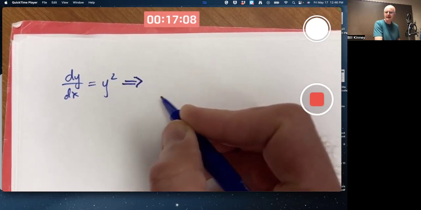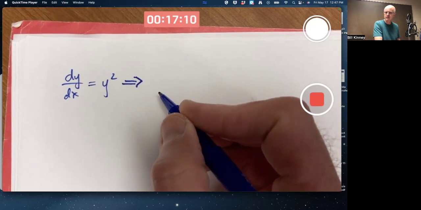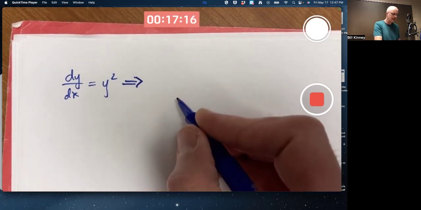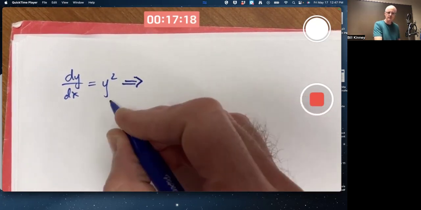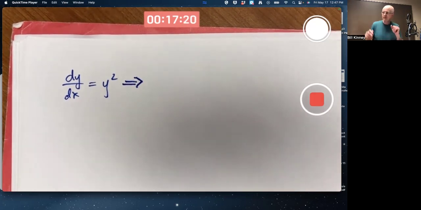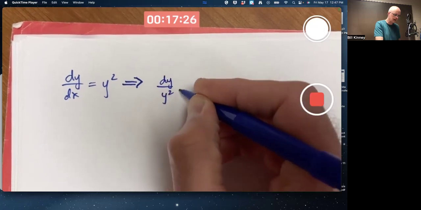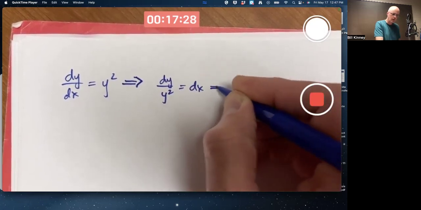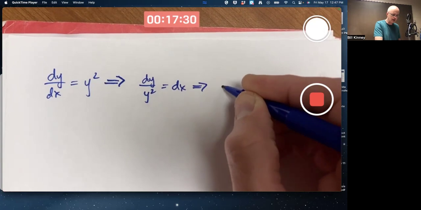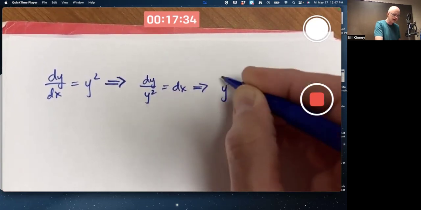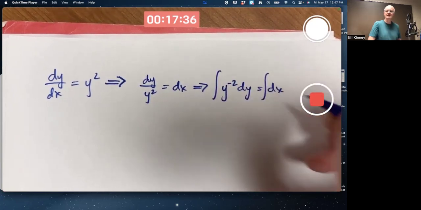It's an example of the type you should be able to do. The variables are x and y. You get all the y's on the left and all the x's on the right, meaning divide both sides by y squared and pretend, quote unquote, to multiply both sides by dx. I could rewrite this as dy over y squared equals dx. Or for purposes of integration, maybe it's better to write it as y to the negative 2 dy equals dx. And yeah, now we would integrate both sides.